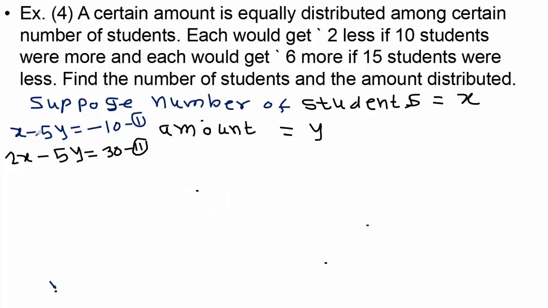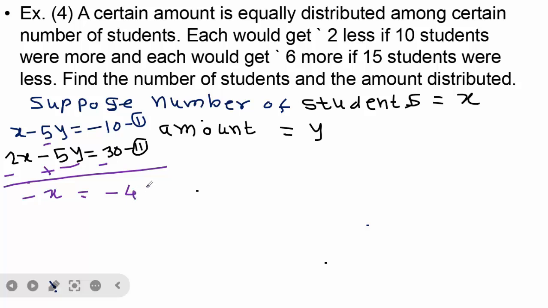Now I want to solve these two equations. See, the coefficients of y are the same here. Therefore, if we subtract these equations, I will get the value of x. For subtraction, I shall change the sign of the second equation. X minus 2x becomes minus x. Minus 5y plus 5y get cancelled, and that is equal to minus 40. Minus x equal to minus 40, therefore x equal to 40.